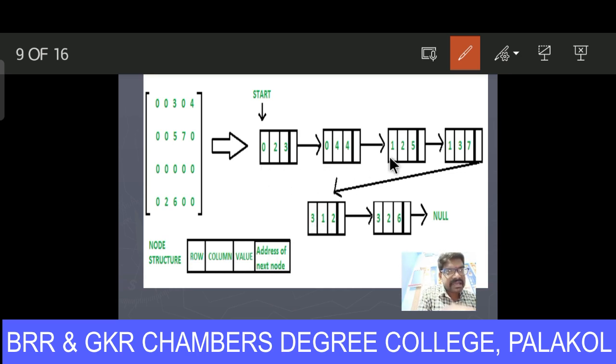Every node has an address. Every memory location has an address. The address is stored in the last field of the node. Okay, so this is the linked representation. So in sparse matrix there are 2 representations. One is triplet representation and another one is the linked representation. I hope you have understood this concept.